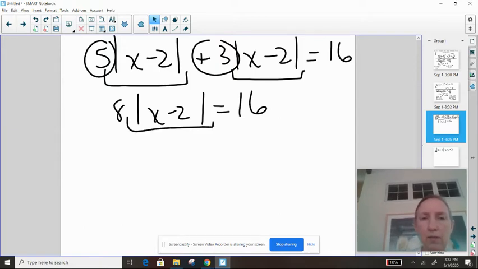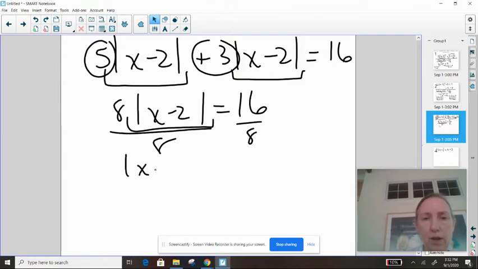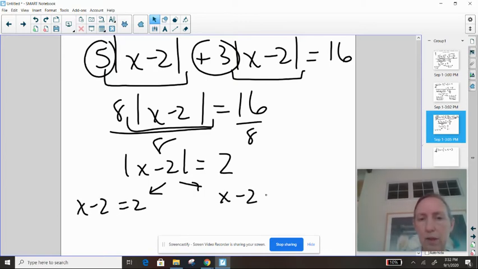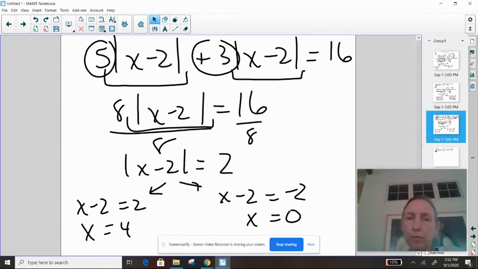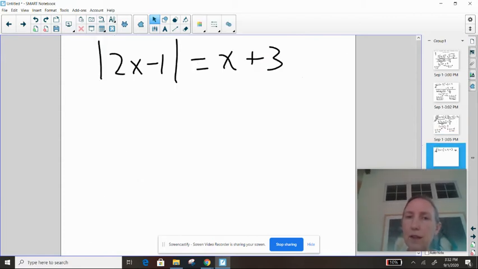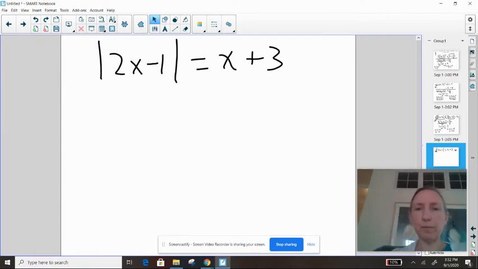Isolate this absolute value by dividing both sides by 8. And now you're at your basic absolute value equation, where you're going to split that off and say, I want the inside to either be 2 or I want the inside to be negative 2. And you solve that equation and you get 4 or 0. So you just have to be on the lookout to see if you have any like terms that can be combined. And the last kind of equation I want to talk about is what happens if it gets significantly harder?